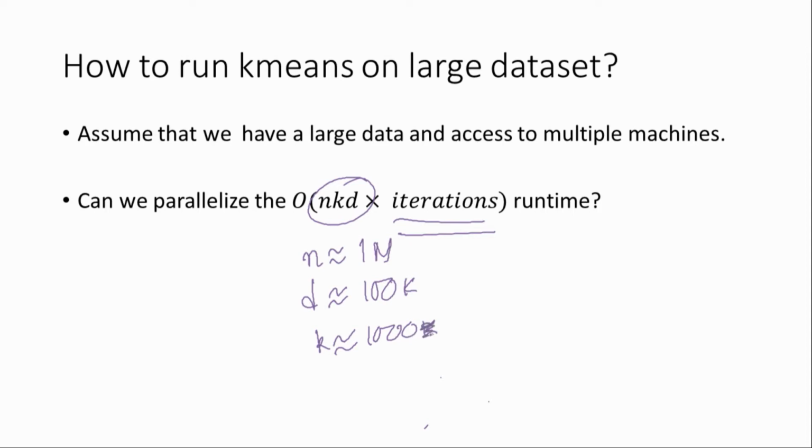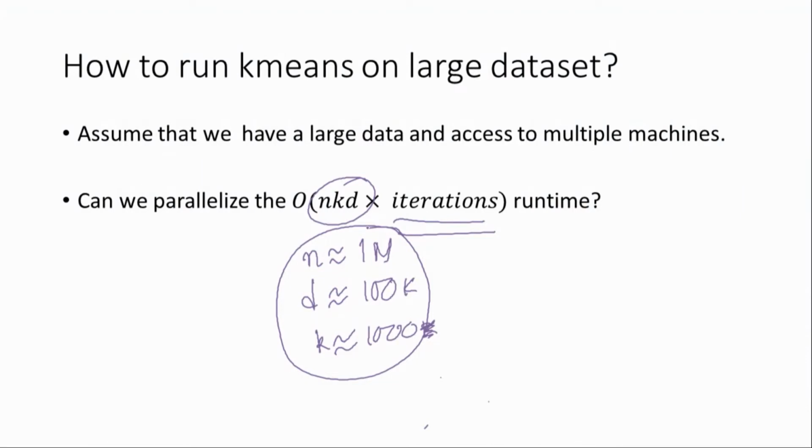Sorry. So this is huge, even per iteration, right? This is not really that scalable on a single machine, if the data happens to be large, and this we can see. So what can we do to sort of scale this up?